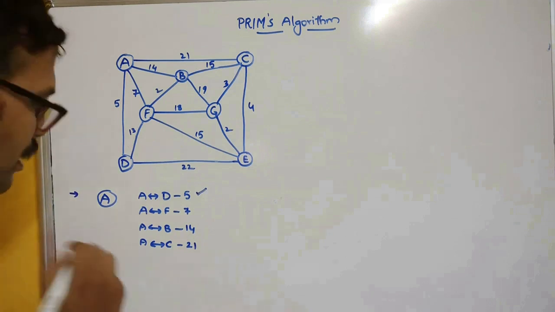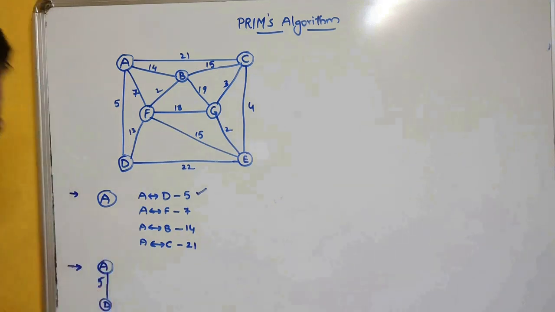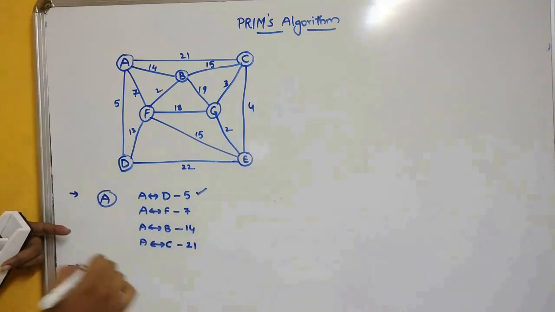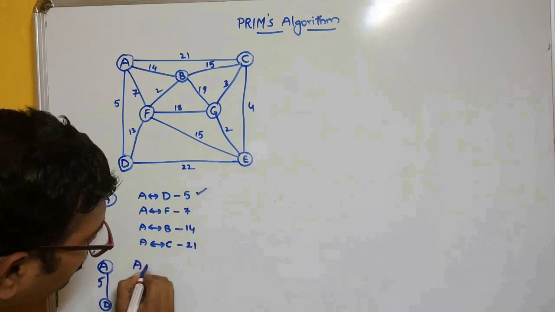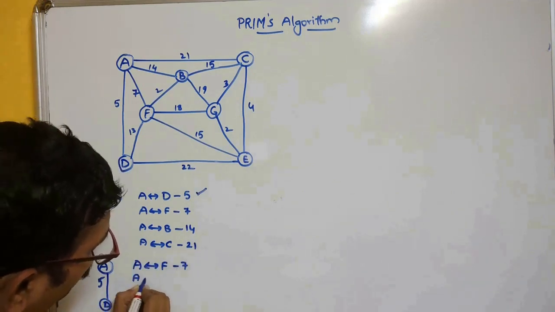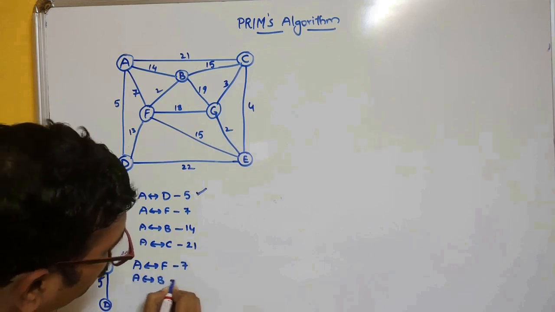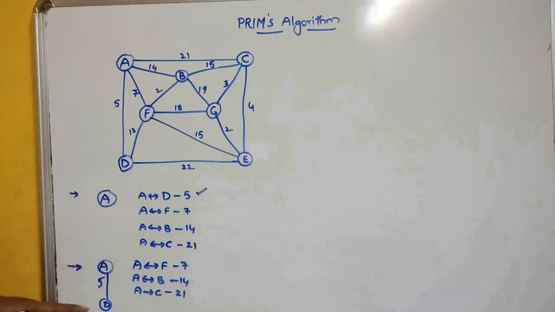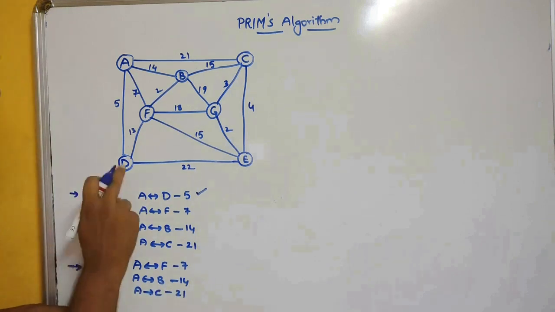A to D with a cost of 5. Now, what are the remaining edges? Simply write down all the edges. So one is A to F with a 7, and A to B with a 14, and A to C with a 21. Now, consider the edges from D.